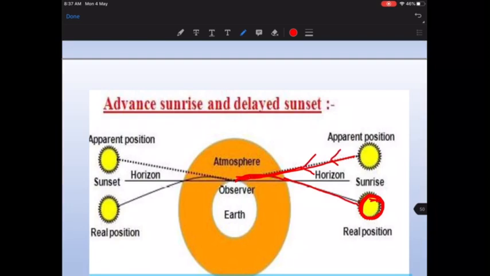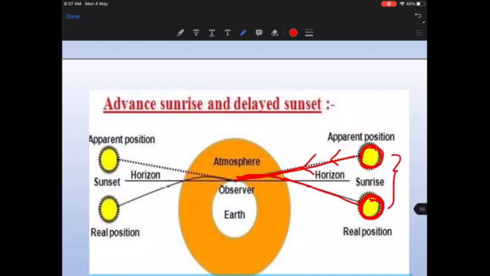So the observer will feel that the sun is still above the horizon. But where is the sun actually? The sun has gone below the horizon. It means sunset has already taken place, but we feel that the sun is still above the horizon.